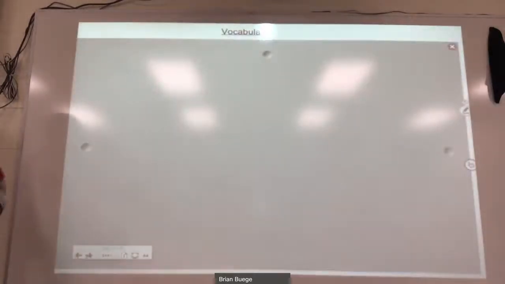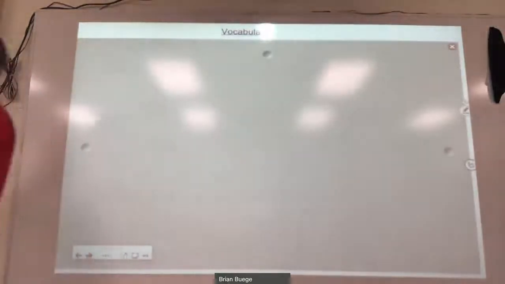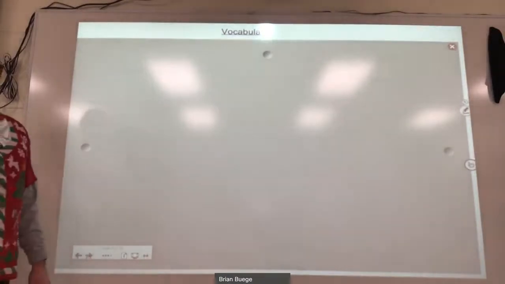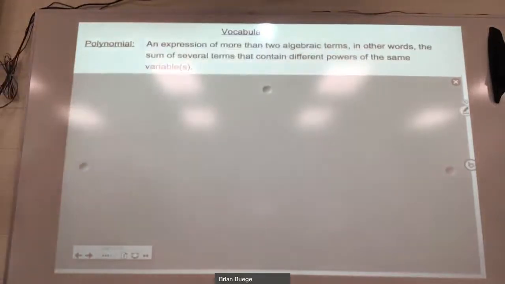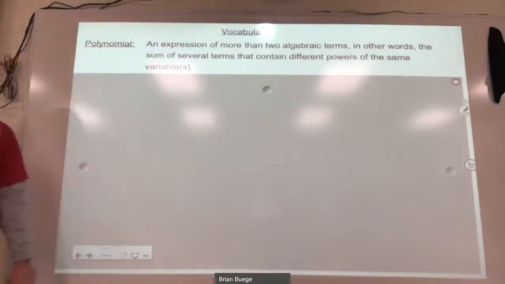So if you take a look, some vocabulary, and you've got it on your note sheet. Chapter 5 is what's called polynomial functions. We're going to stop at 4th degree, but we're going to look at 3rd and 4th degree functions. So what does that mean? A polynomial is an expression of more than 2 algebraic terms. In other words, the sum of several terms that contain different powers of the same variables.